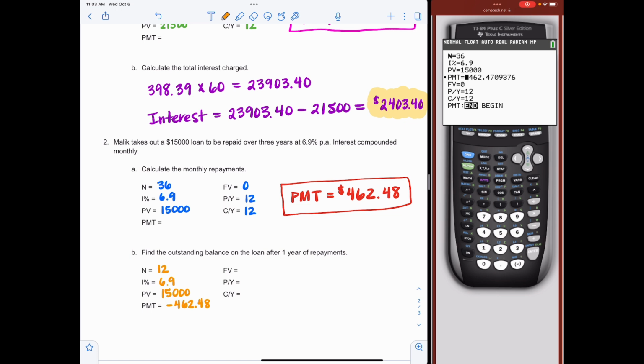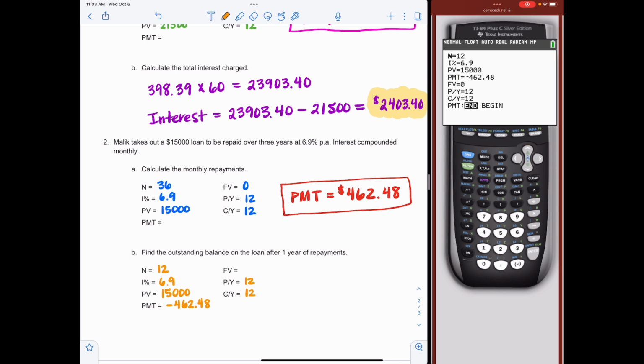Then we don't know what the future value is because that is basically how much we owe, what's the balance. So we don't know what FV is for right now. And we know that the PY and the CY are going to be 12 because it's 12 months in a year. So I'm going to enter that information in. So I get 12, 6.9, 15,000. The payment, I'm going to make sure I put it as negative 462.48. We don't know FV, PY, CY stay the same as 12.